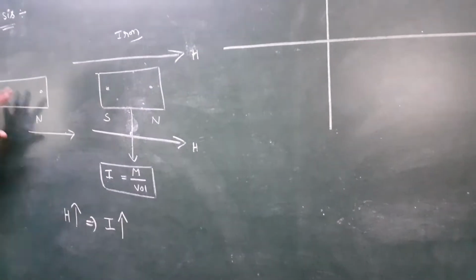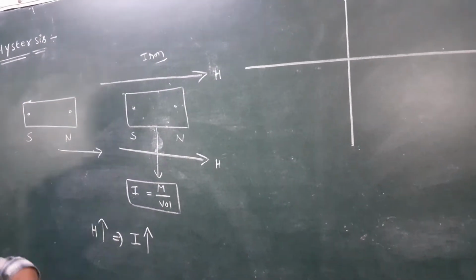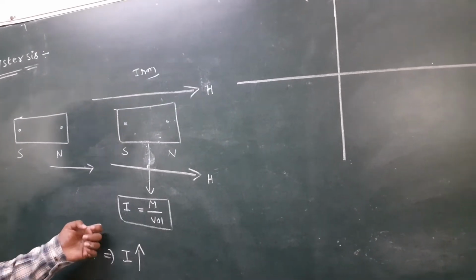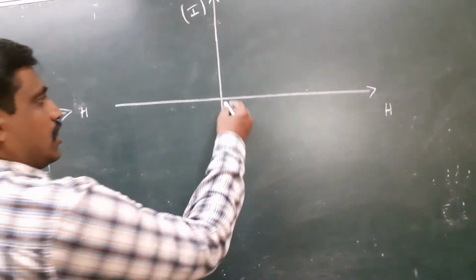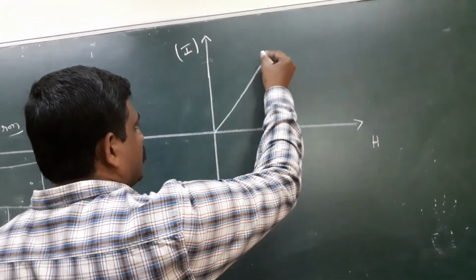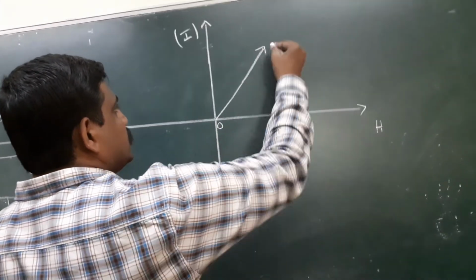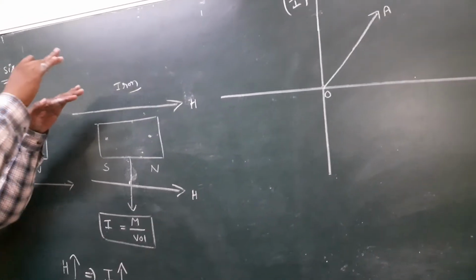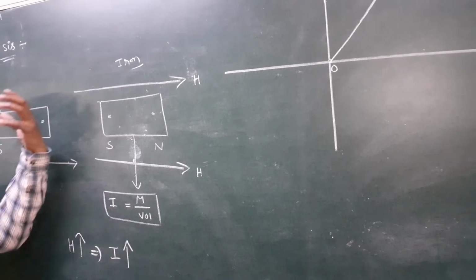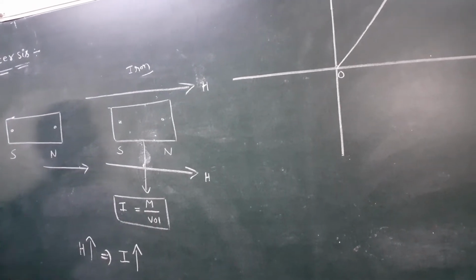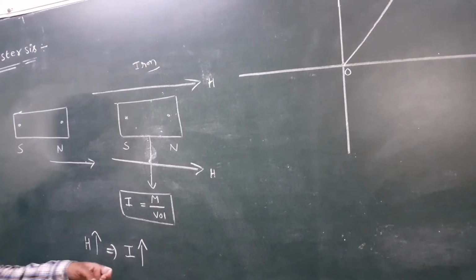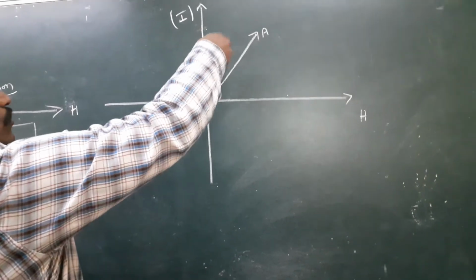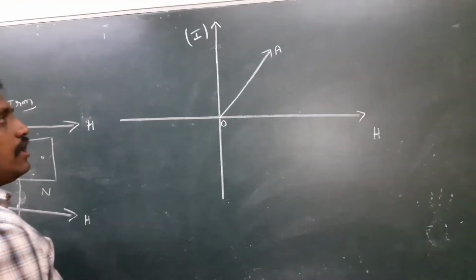Here, the bar magnet is nearer to the magnetic material, so more magnetic moment develops. That means H increases, I also increases. Both are directly proportional, so the graph is a straight line. In the graph, this indicates O to A. H increases, that means as the magnetizing force increases, automatically more magnetic moment is developed in the material. So H increases, I also increases, and in the graph this is O to A.